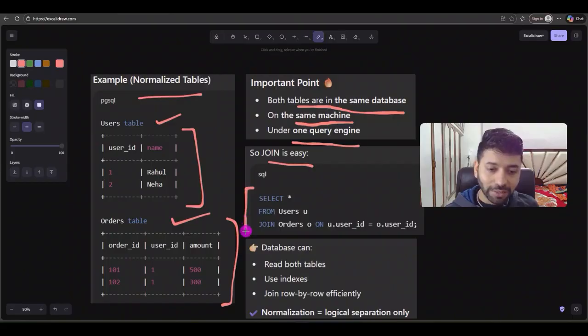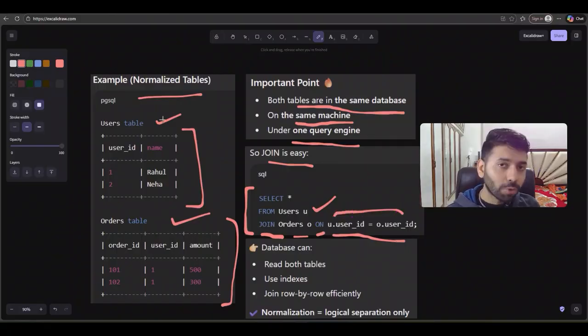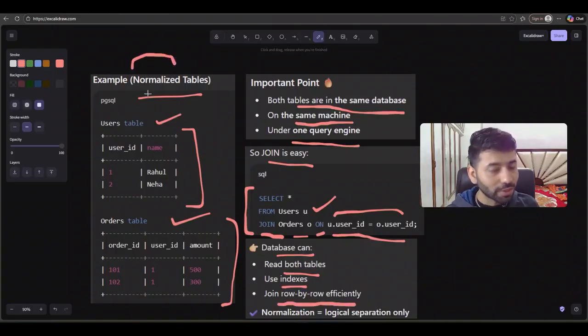We can simply do something like this: select star from the left table users, and we do, say, any type of join on the right table, and we provide the condition using the on keyword, right? So say for example we are doing the inner join of both of these tables based on this condition. The important part to remember is that both of these tables are on the same machine in the same database and under the same query engine. So the database can read both tables, use indexes, and join row by row efficiently. So that's why normalization is just logical separation, nothing else. That's why join is easy in normalization.